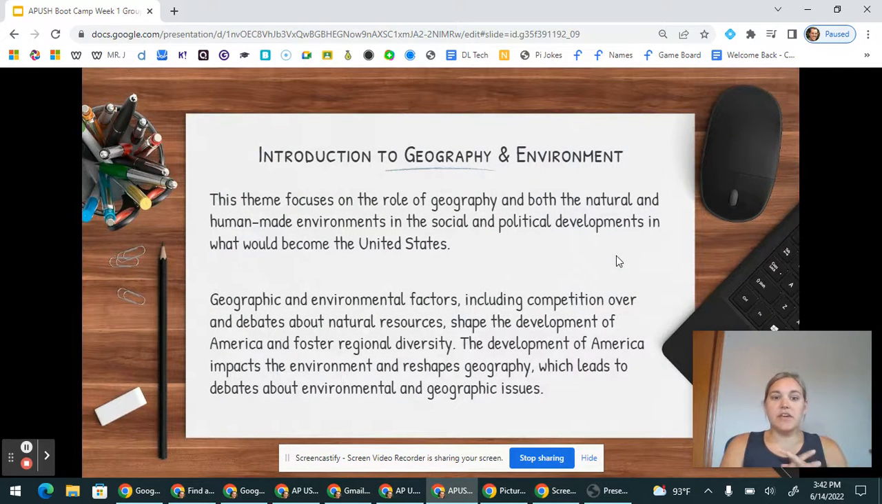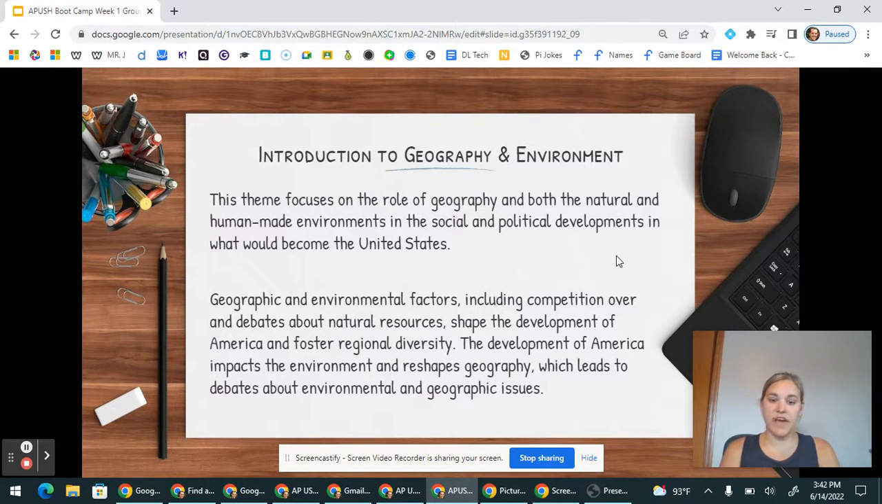The first thing that we're really going to dive into is the themes. So there are 8 themes in the APUSH history curriculum, and we will tackle one theme every week, and we'll tie it into the content that we're learning. So geography and environment is a main focus of the readings this week. So this theme focuses on the role of geography and both the natural and human-made environments in the social and political developments in what would become the United States.